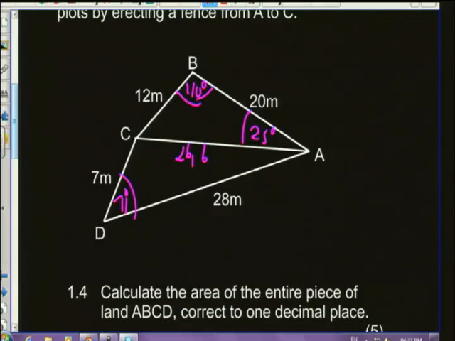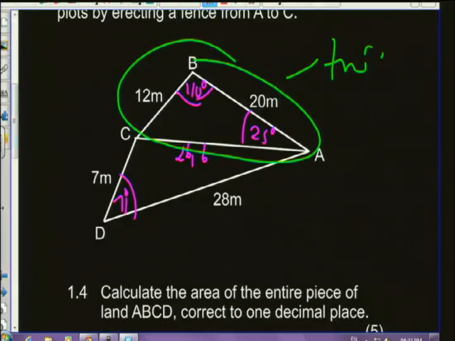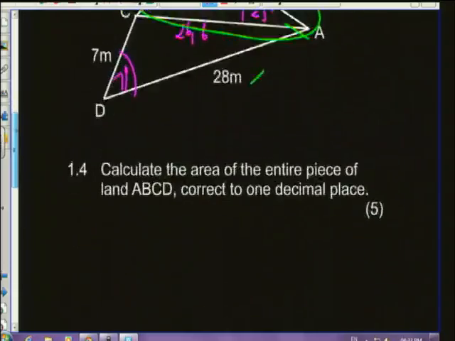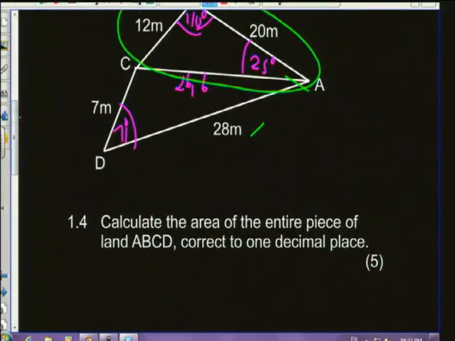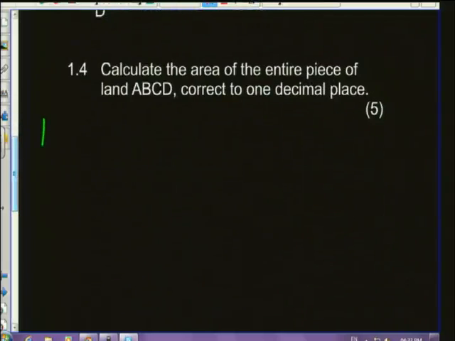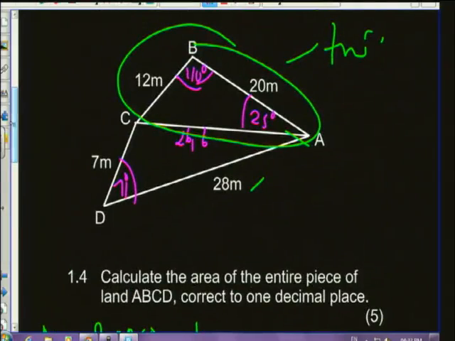We don't have a formula for this shape. But what we do know is that ABC is a triangle, okay? And then ACD is also a triangle. So we know the formula to work out the area of a triangle, okay? So now we're going to say the area of ABCD equals half, okay? Now remember the area rule, say area equals half AB sine of C.